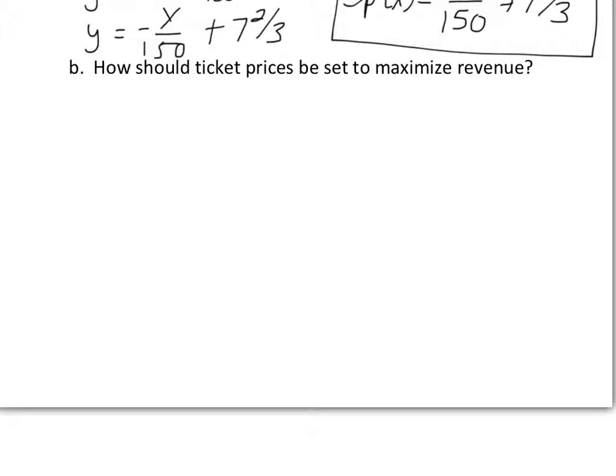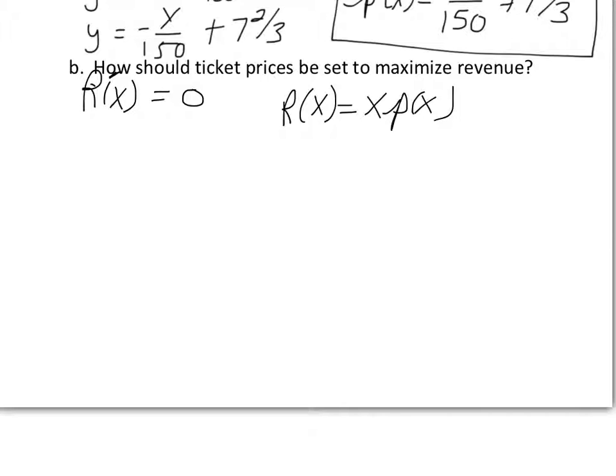So looking at this, if I just want to maximize revenue, we're not dealing with cost at this point. We're just dealing with maximizing the revenue. So I just need to find r of x, and I'm going to figure out where that is equal to 0, so I can find that maximum value. Sorry, r prime of x is equal to 0. But our first thing we have to do is find r of x.